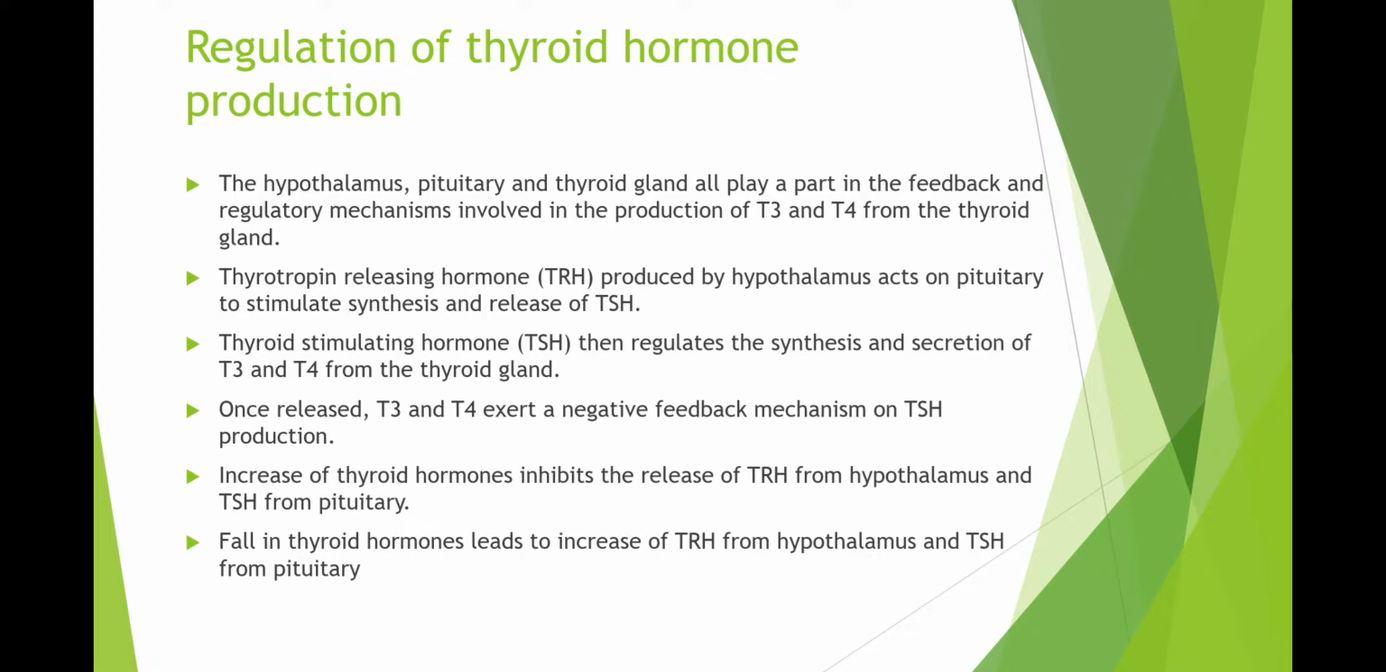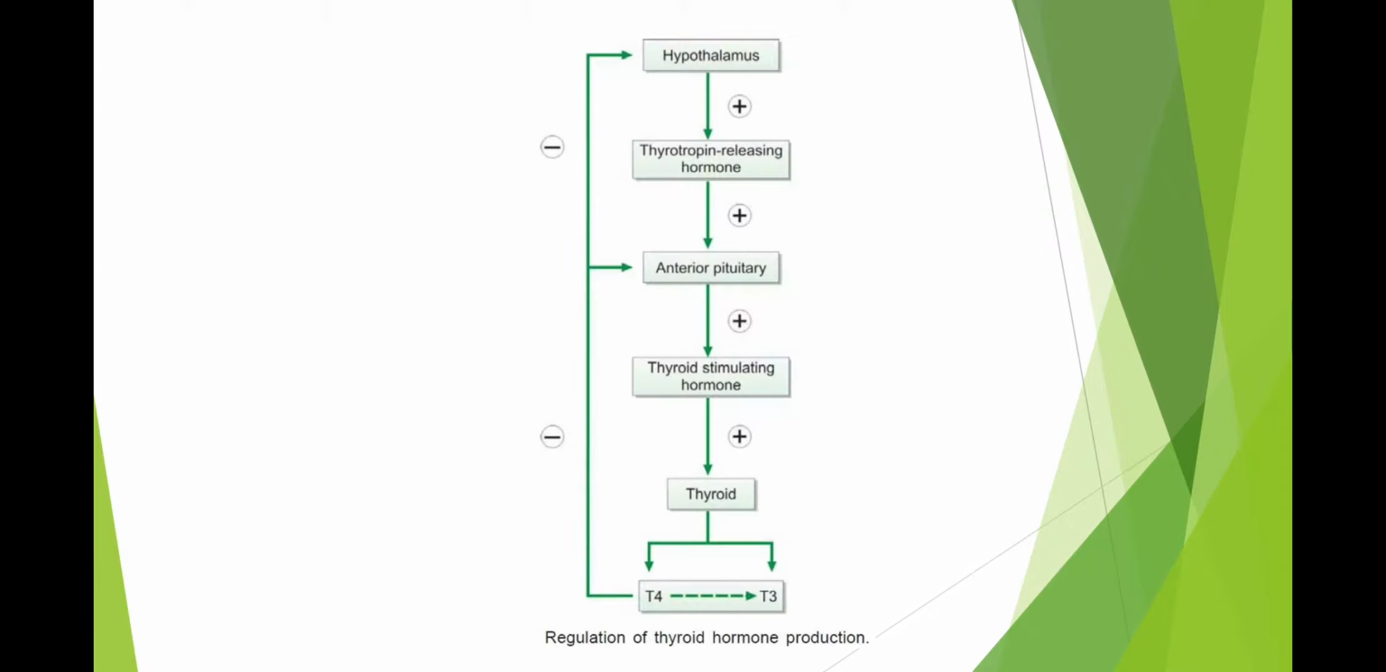Once released, T3 and T4 exert a negative feedback mechanism on TSH production. Increase of thyroid hormones inhibits the release of TRH from hypothalamus and TSH from pituitary. Fall in thyroid hormones leads to the increase of TRH from hypothalamus and TSH from pituitary.